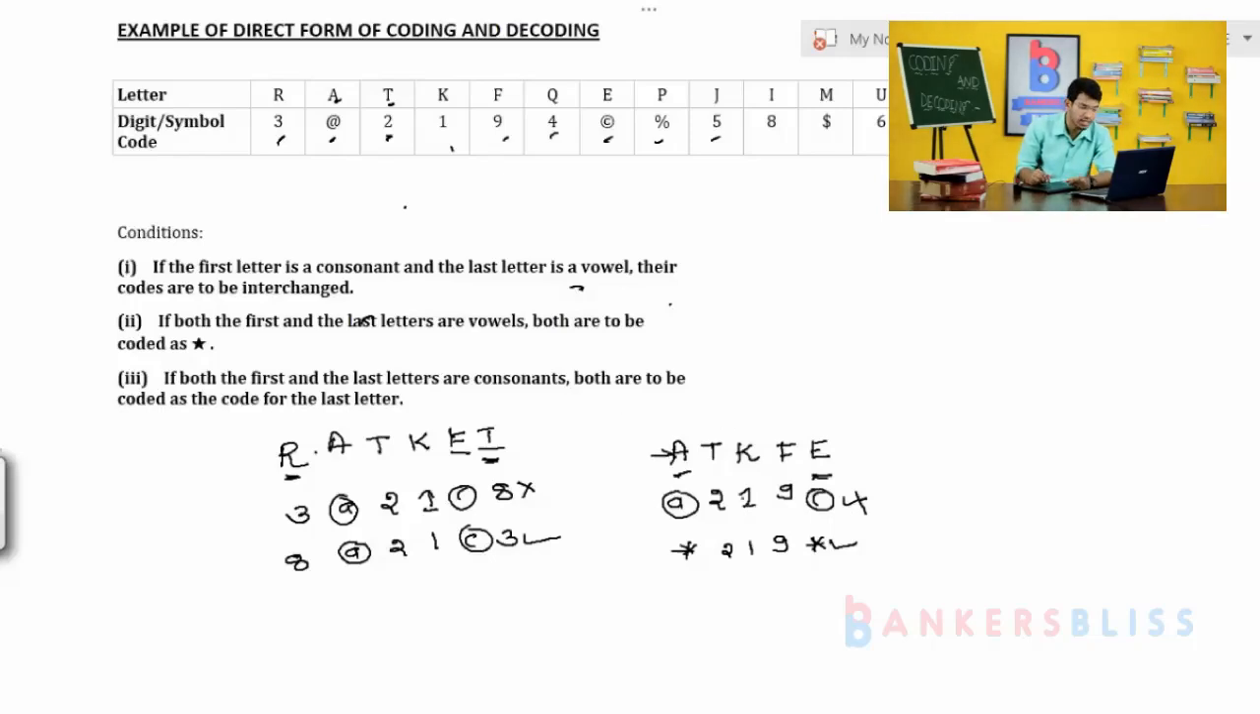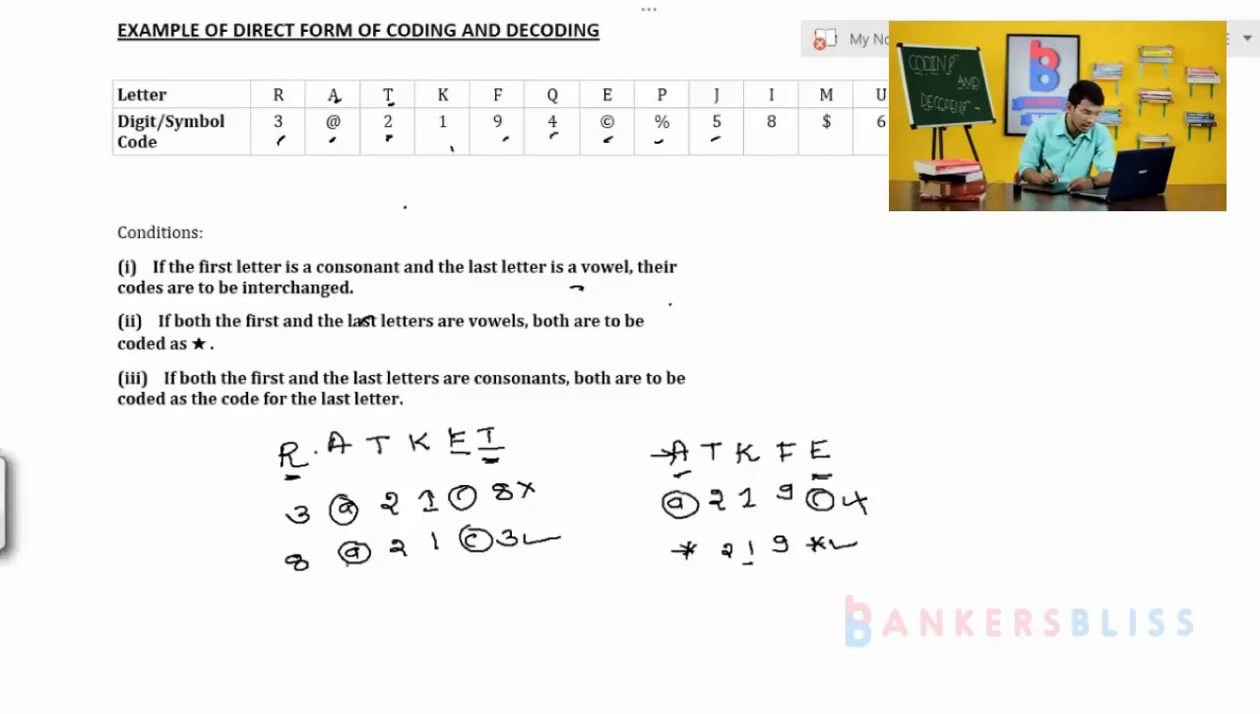So that is the reason the second one is the right answer. Look at the third condition, guys. If both first and last letter are consonant, both are to be coded as for the last letter. They are asking if the first and the last letter are consonant; they are telling both are to be coded as the code for the last letter.